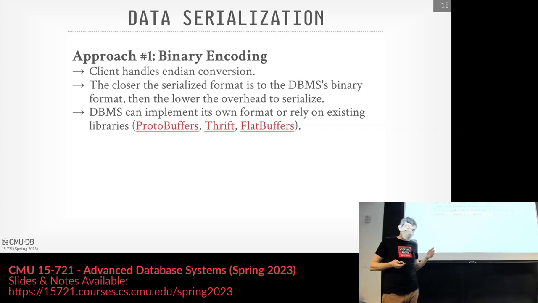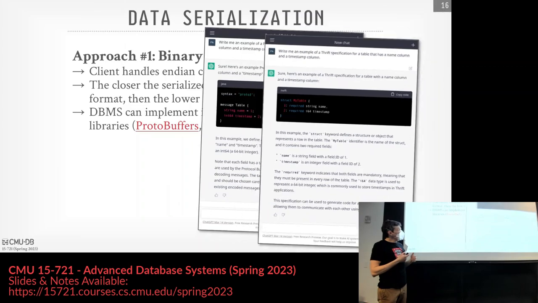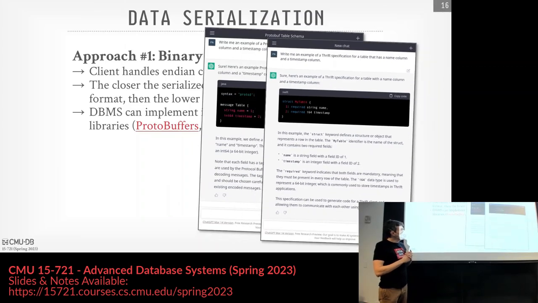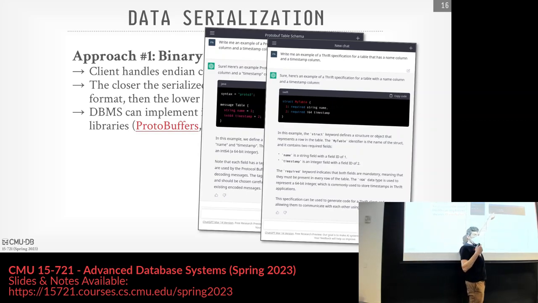So again, we can use ChatGPT to make these things. You can ask it, make me a protocol buffer specification for a table that has a name and a timestamp field, and then here's one for Thrift, right? What's interesting is I didn't specify what language I wanted for either of these, and this one gave me Java, and this one was in Swift, right? But again, this is the spec. You then transpile it using their compiler, and it'll spit out Java code, Python code, whatever you want that speaks to the API.